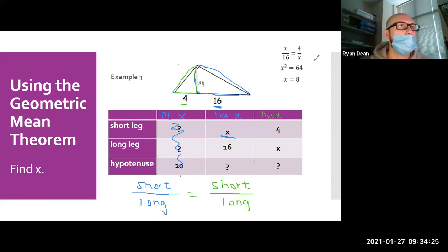So that's what all of this up here is saying. You're just matching up the correct sides together. And from here, it's just plug and chug, solving for x, right? You can either write it like this, or you can use the other equation, which would be x is equal to the square root of 4 times 16. That's going to give you the square root of 64, which is equal to 8.